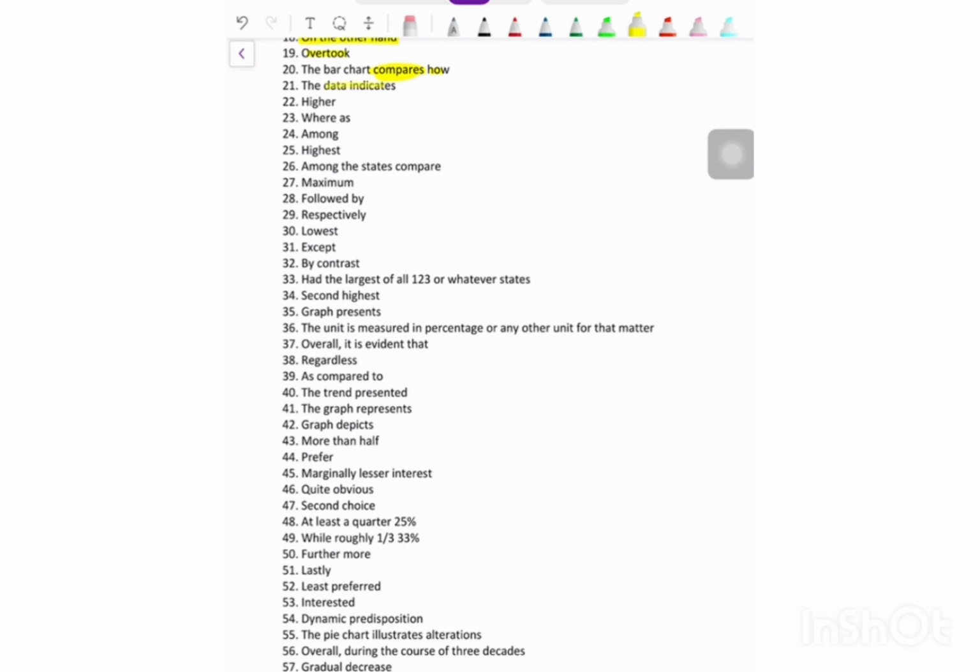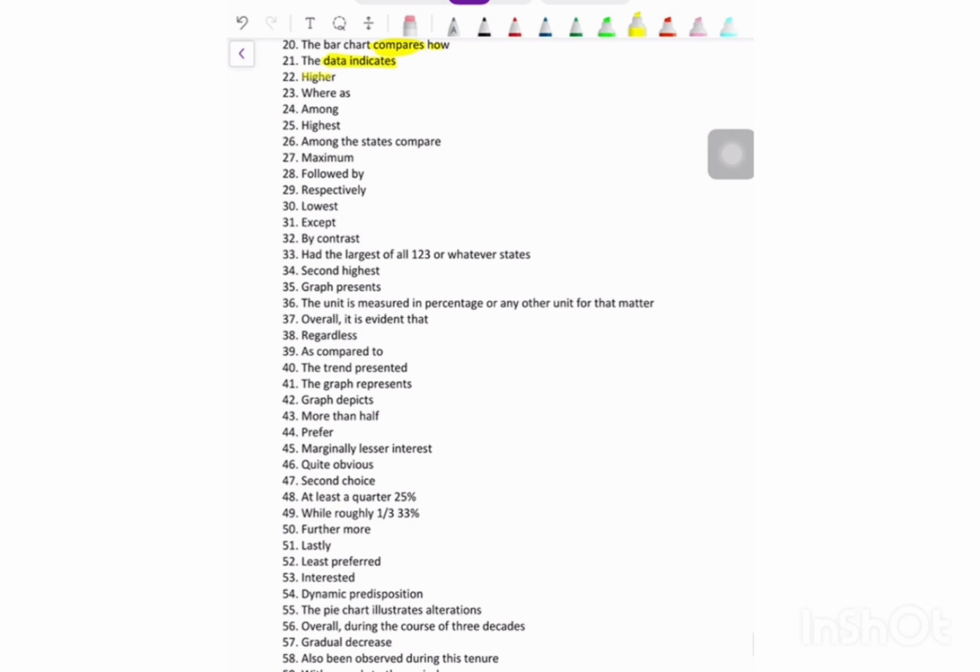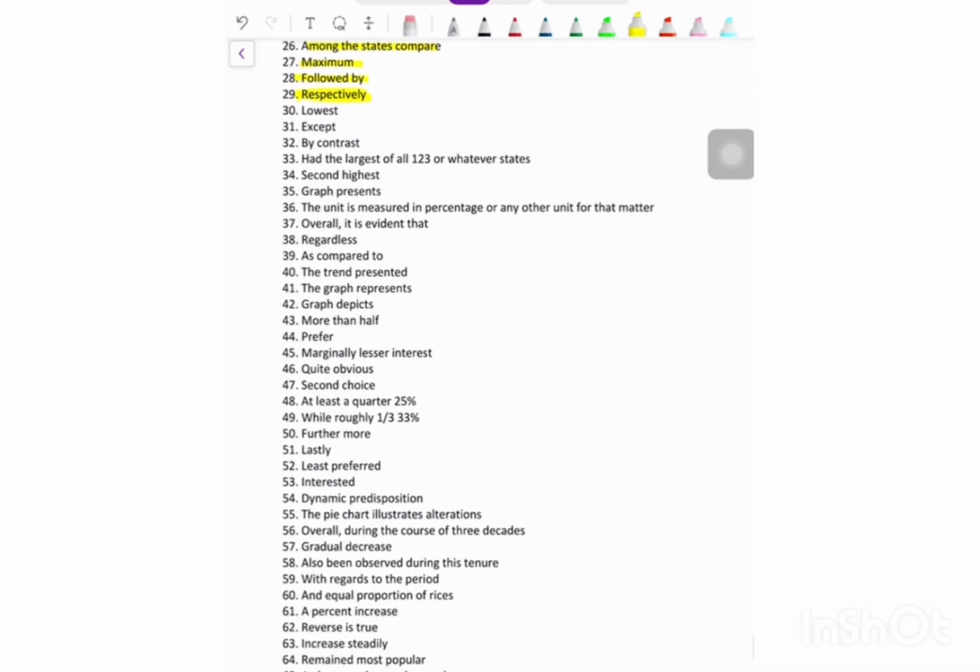The data indicates, this you can write in body paragraph 1 or 2. Higher, whereas is again a good linker. Among, highest among the states, compare. Maximum, followed by, respectively is also a very good way to show your command of language. Lowest, except, by contrast is again another good linker. Had the largest of all, so had the largest of whatever you're comparing basically.